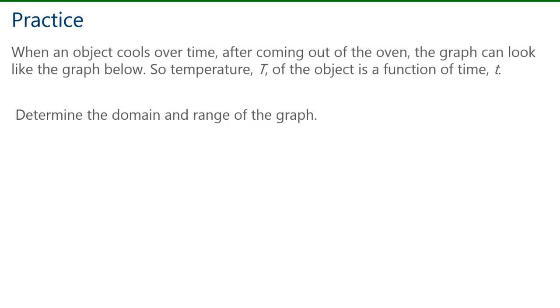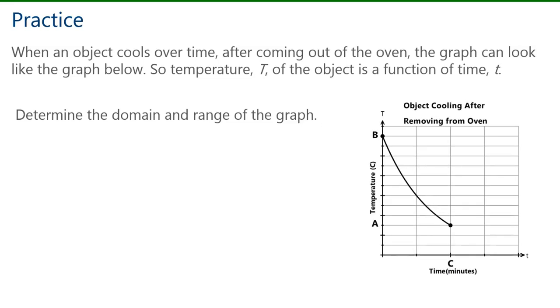Here's some practice. When an object cools over time after coming out of the oven, the graph can look like the graph below. So temperature big T of the object is a function of time little t. You may wish to hit pause here and try this on your own. Let's determine the domain and range of the graph.